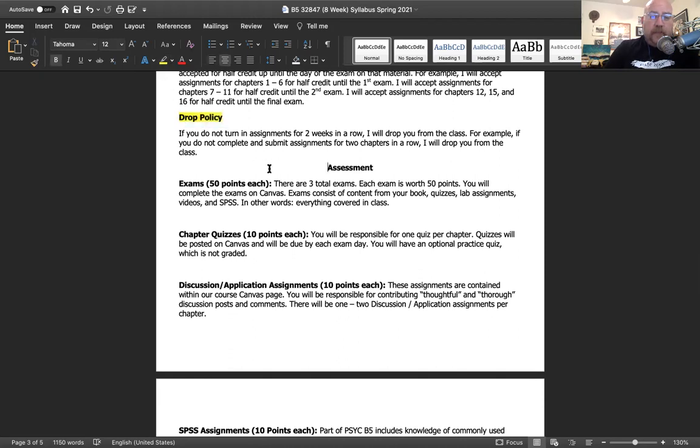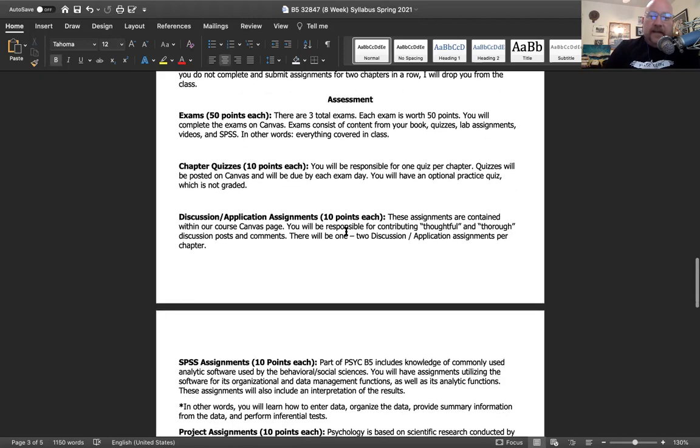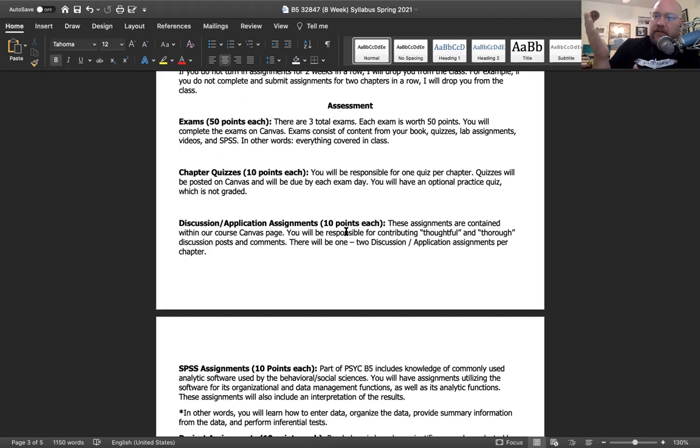Okay, for the drop policy. Now this one I'm going to be looking at. It says if you don't turn in assignments 2 weeks in a row. I'm looking at this now. It doesn't quite make sense for our class. I'm going to have to go in and change that. But if you don't turn anything in by April 12th, which is like the first round where a lot of assignments are due, if you got nothing turned in, I'm going to drop you from the class. And that's really for your own benefit, so that you don't come out with an F at the end of it, right? If you haven't turned anything in. But you guys aren't going to do that. You're going to turn your work in.